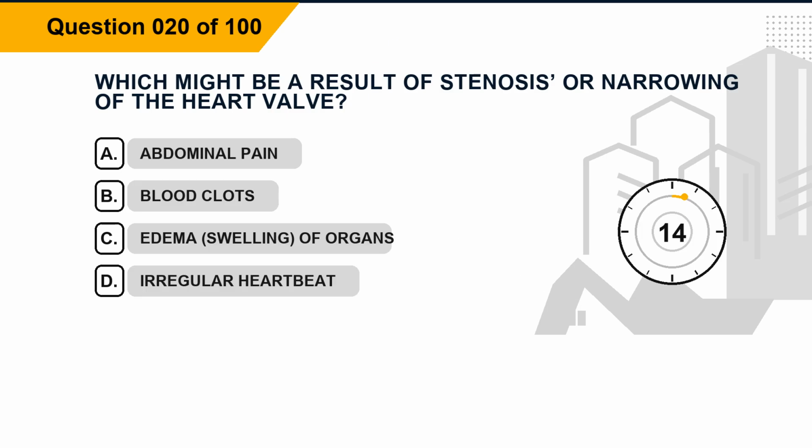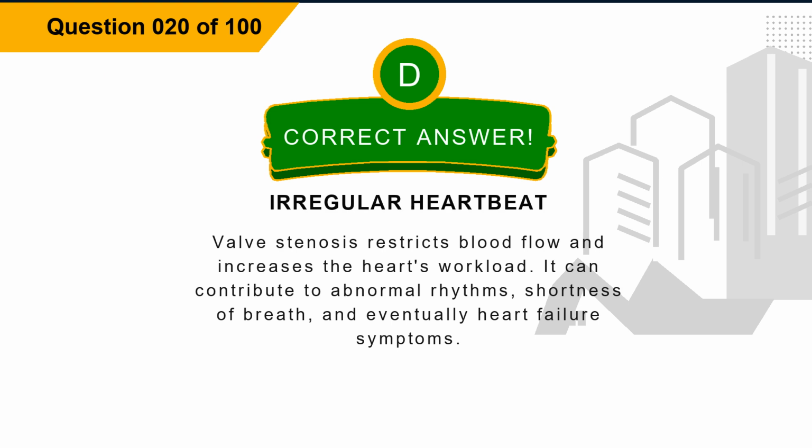Question 20. Which might be a result of stenosis, or narrowing of the heart valve? Option A. Abdominal pain. Option B. Blood clots. Option C. Edema, swelling, of organs. Option D. Irregular heartbeat. The correct answer is option D.